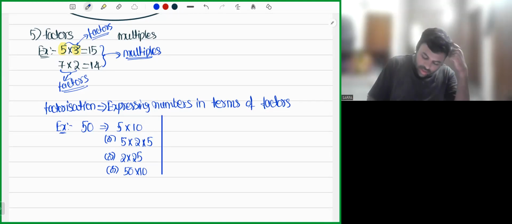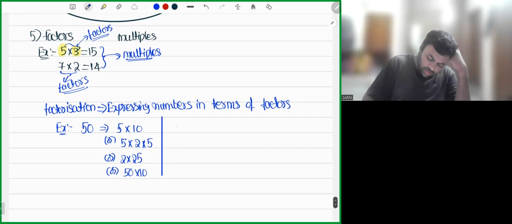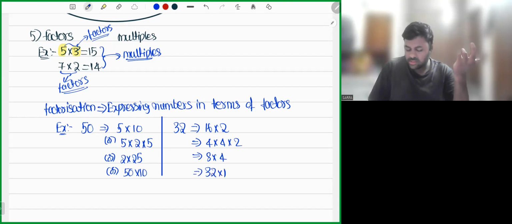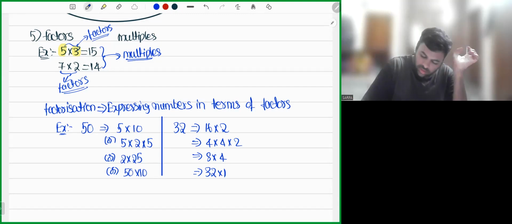Now, I'm having 32. How can you write 32? I can write it as 16 into 2, or 4 into 4 into 2, or 8 into 4, or 32 into 1. What are all these? These are simply called factors. These are factors of 32. Next step. I'm having 162.